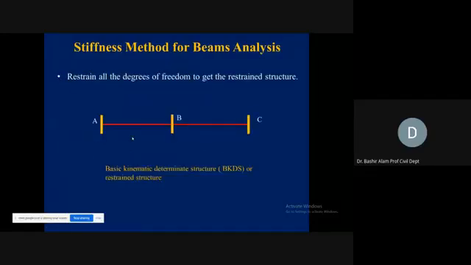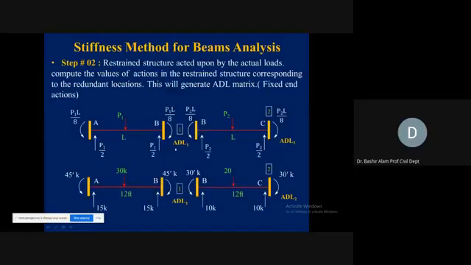Now step number 2. Here we made, if you remember, the basic statically determinate structure, which was known as the release structure. And that was a very laborious process. Remember, in the DRL matrix, we were using the conjugate beam method, or the unit load method, to find the displacements due to the actual loads applied on the basic statically determinate structure.